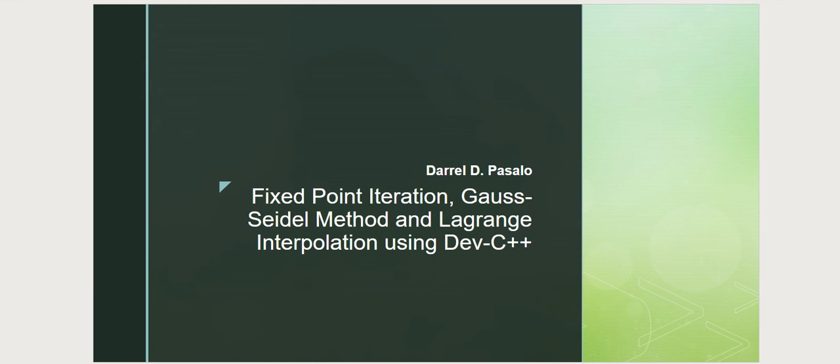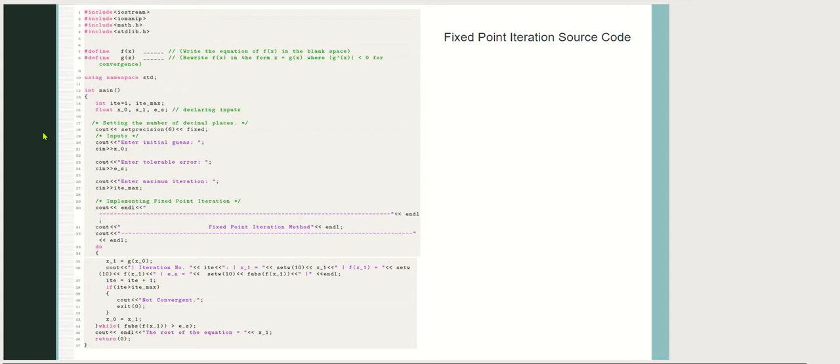So first, let us look at the fixed point iteration. This is the C++ source code for the fixed point iteration. The first part is for the library. Then in the program, we need to input the equation of the function, and we need to write it into the form of x equals g of x. We need to find that g of x first and write it in this space here. And we need to make sure that the first derivative of that function should be less than 1 for convergence.